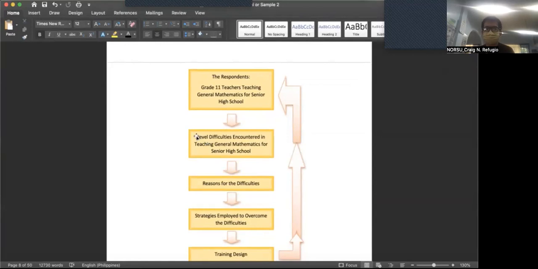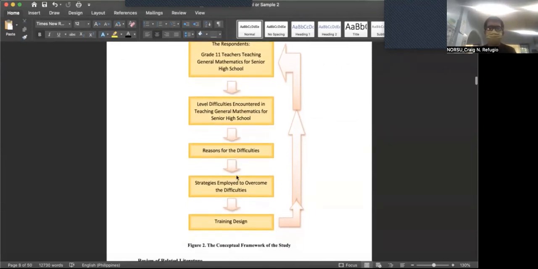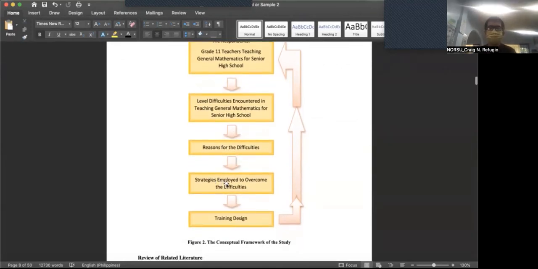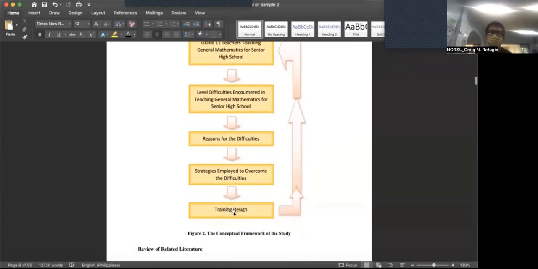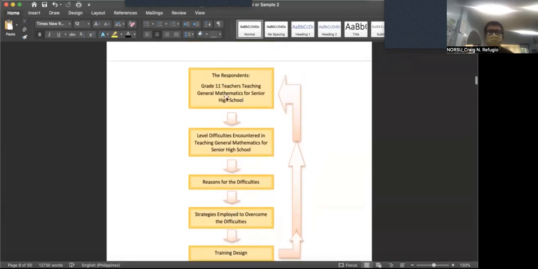So this box would have a variation on the content. But for this box, all of you would have the same format: reasons for the difficulties. And the next, strategies employed to overcome the difficulties. And the last one is training design.